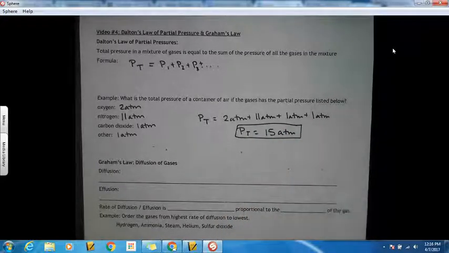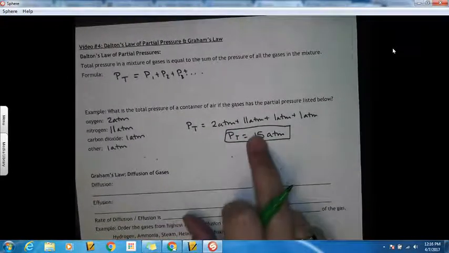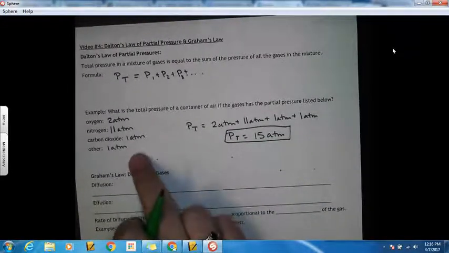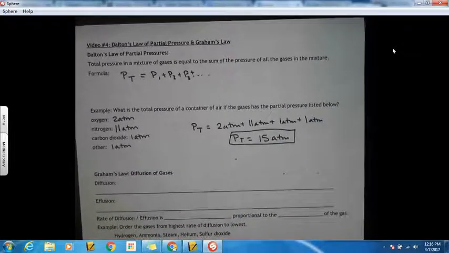Now the thing you have to keep in mind here is that in order to add them together, your units of pressure must all be the same. So if these had different units of pressure, we would need to convert them. That's Dalton's law. Pretty simple.